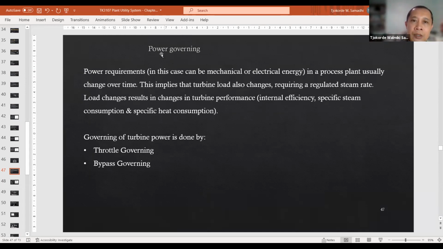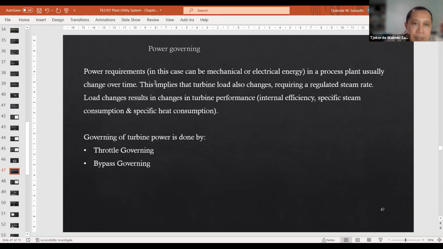So the control mechanism in a steam turbine is also called power governing. Power requirements, in this case mechanical or electrical energy in a process plant, usually change over time. So our steam turbine needs to have the ability to decrease or increase its load. Turbine load also changes, requiring a regulated steam rate. When the load increases, the steam rate has to increase, and vice versa. When the power consumption from the process plant decreases, then the steam rate also has to decrease.